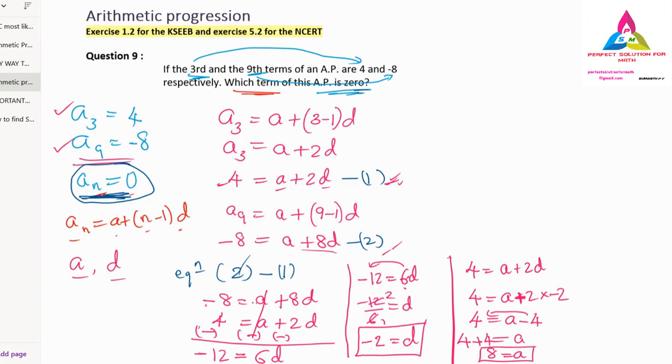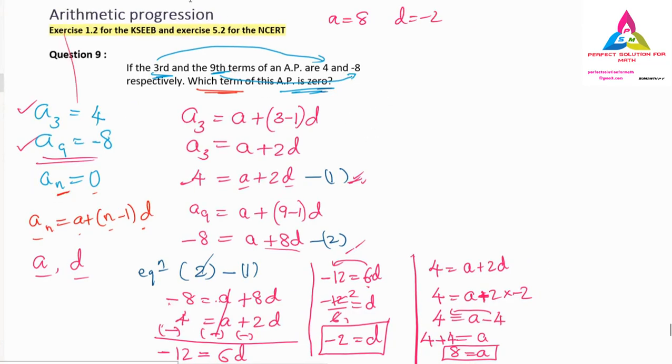So we found the a and d values. The a value is nothing but 8 and the d value is nothing but minus 2. Remember, we have to find that a and d value. If we find the a and d value, then we can easily find any one of the terms. Next we have to find the an value. What they have told you to find, that we have to find. Here you can see an is equal to 0, which means we have to find this n term.